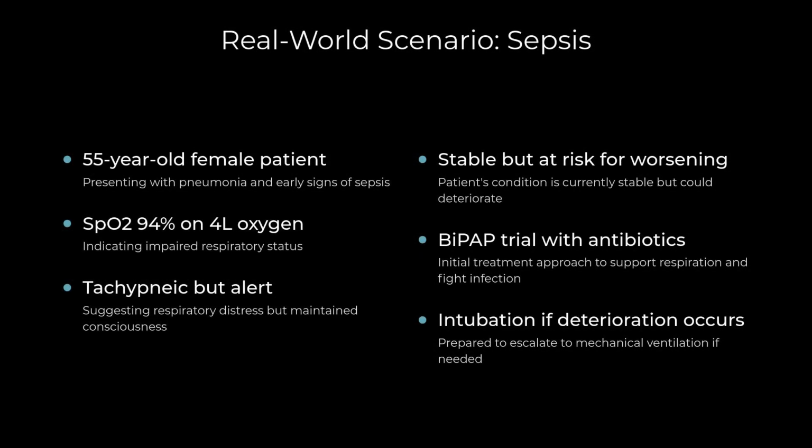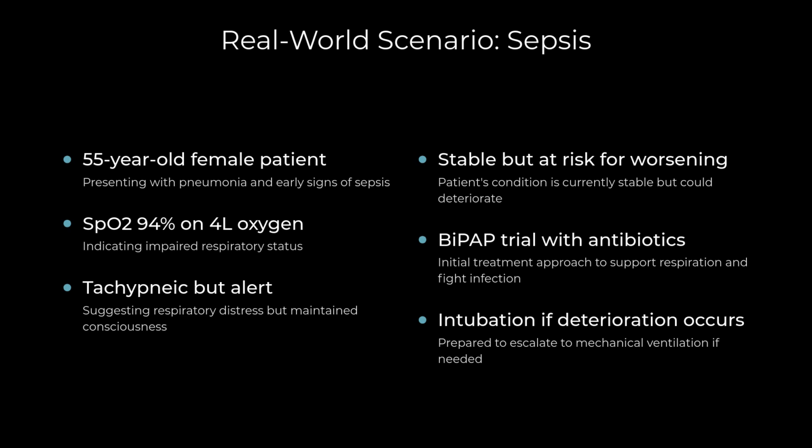Real-world scenario, sepsis. Now, imagine a 55-year-old female with pneumonia and early sepsis, fever, tachycardia, and tachypnea with a respiratory rate of 28. Her SpO2 is 94% on 4 liters nasal cannula, and she's alert. She's stable but at risk for respiratory failure as sepsis progresses.